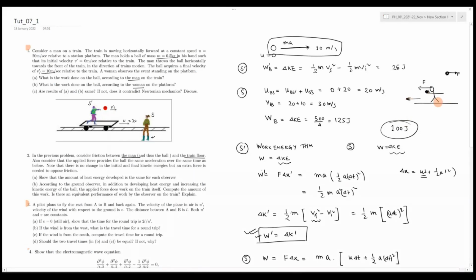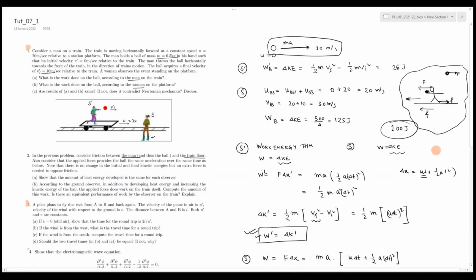So the friction will actually help the person not to move, and the person will experience a friction force along this direction, and because of the person, the train will experience a friction force along this direction. This picture is clear or not to everybody? Let me know.